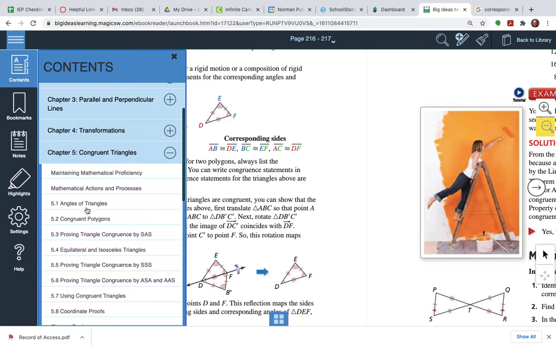5.1, we're going to be talking about what kind of triangles are out there. 5.2, we're going to talk about how we can tell that the polygons are congruent. And then for the rest of the chapter, we're going to be talking about how we can use these different theorems to prove triangles are congruent, okay? And then at the end, we're just going to kind of mix everything up and see if you can figure out how to tell that the triangles are congruent without all of the available data, without knowing that all of the sides and all the angles are congruent.